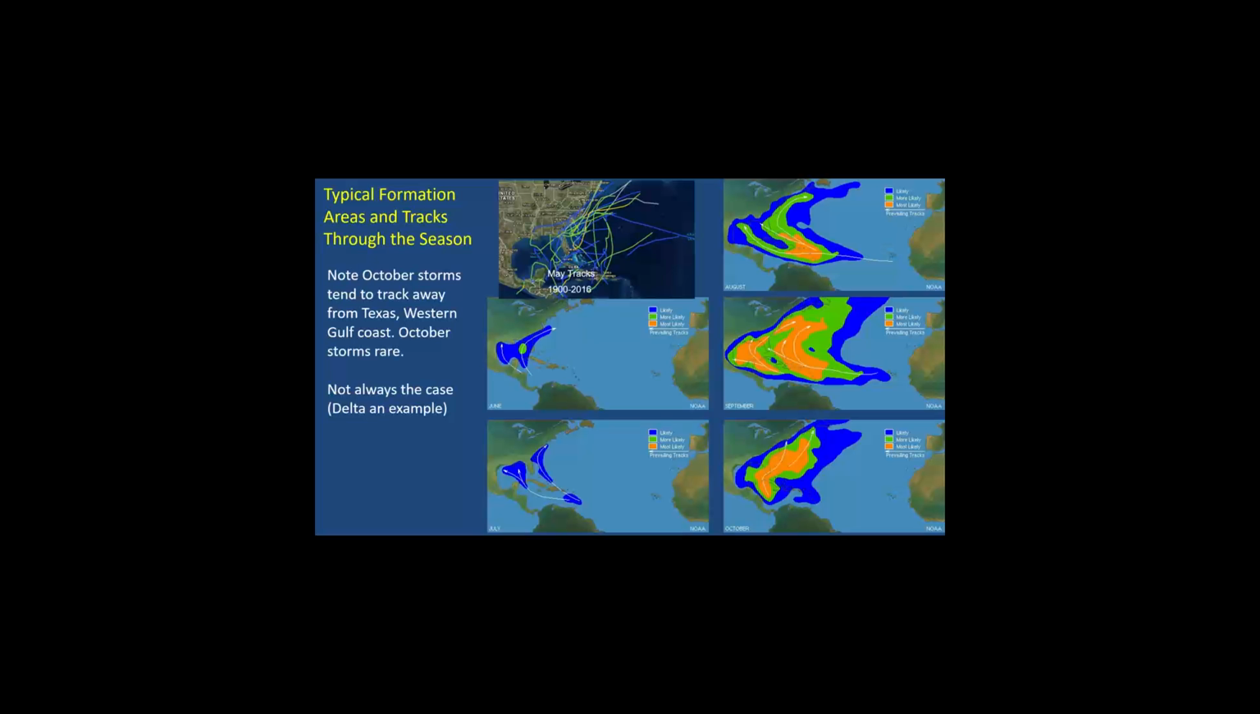And this is just showing a little bit about what we're talking about here. As you go through the hurricane season, let me walk you through this. We've got May tracks, tropical cyclone tracks in the upper left, and then typical formation zones on the other panels as we go through the season. So we've got May, June, July, August, September, October.